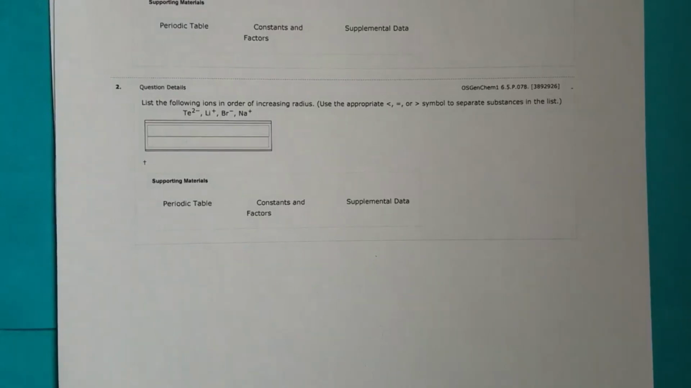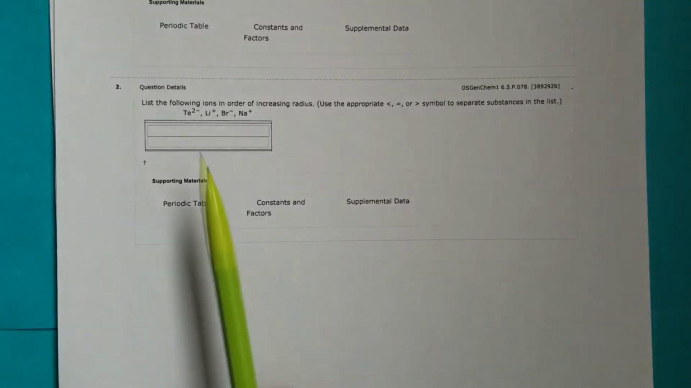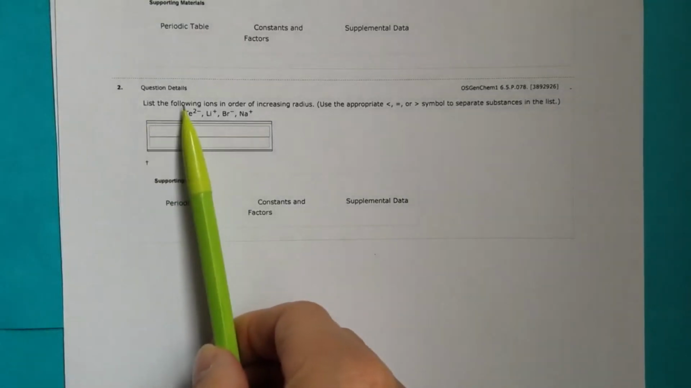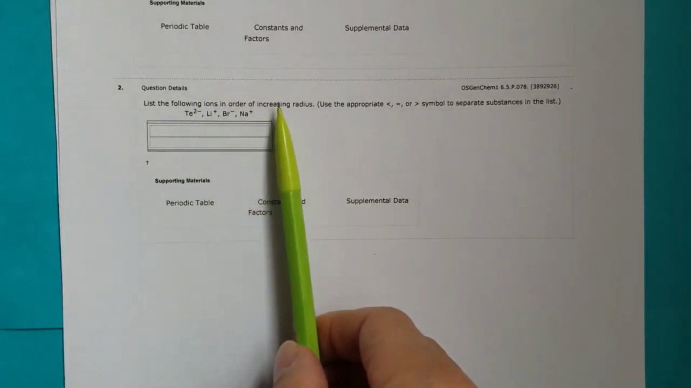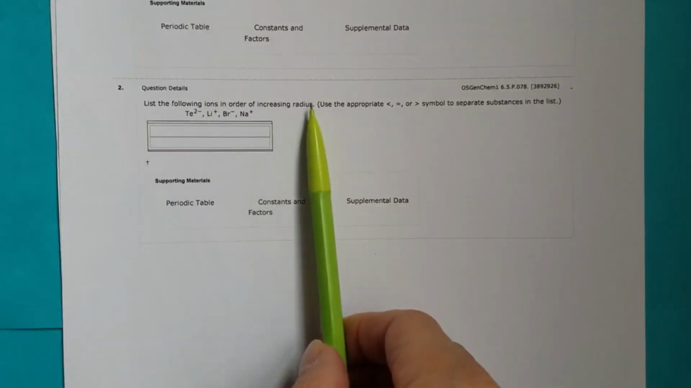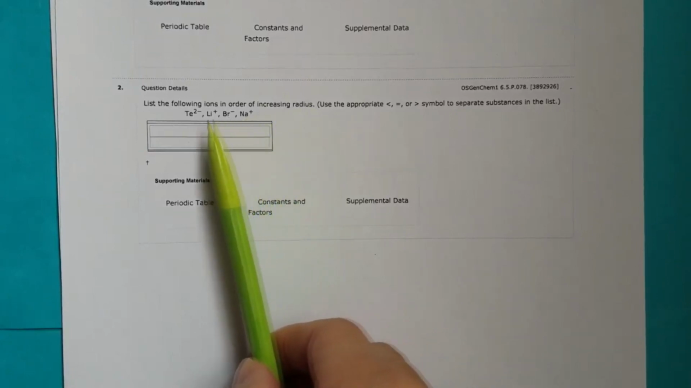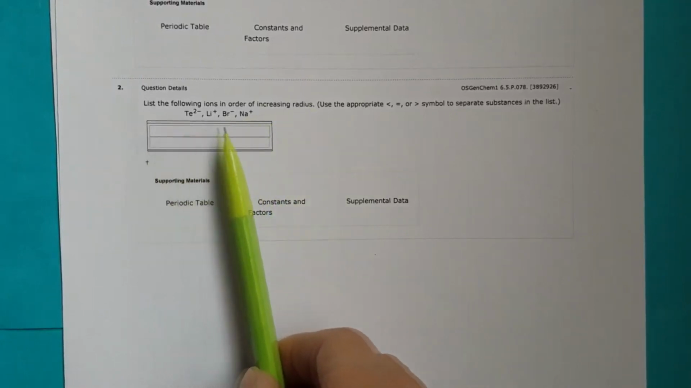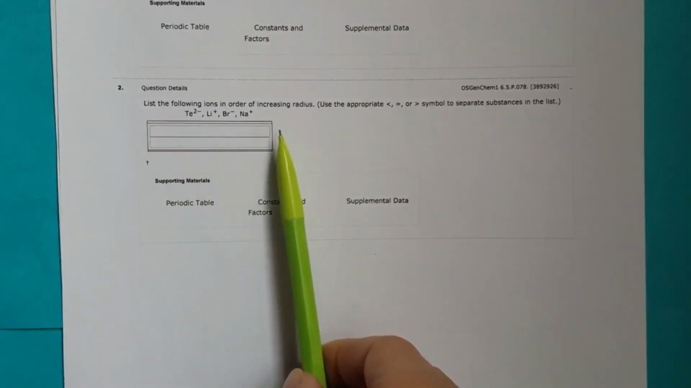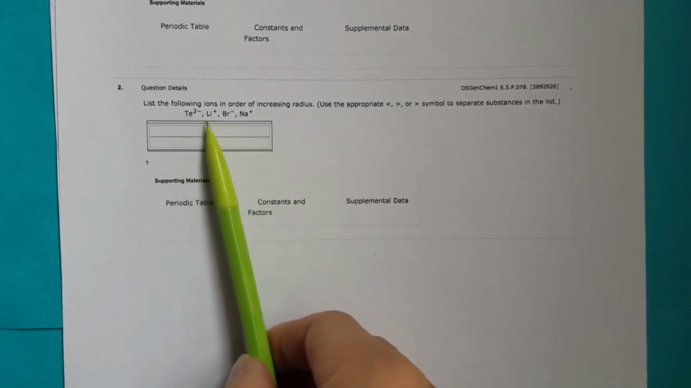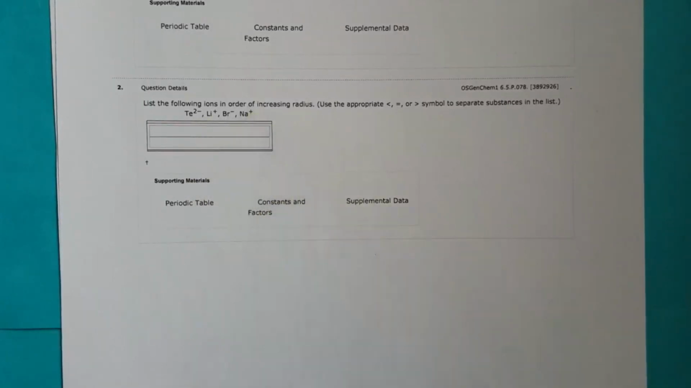This is Chapter 6, Periodic Properties, homework problem number 2. List the following ions in order of increasing radius. So the smallest one on the left, and then the largest one on the right, okay? And we have those 4 ions.